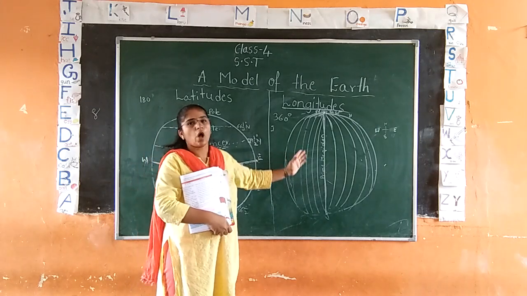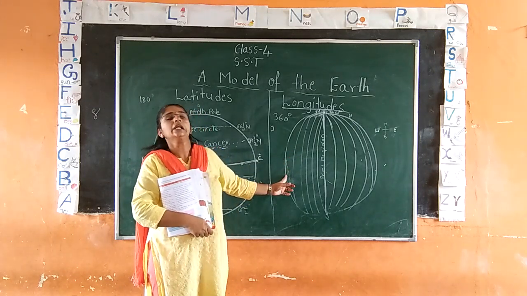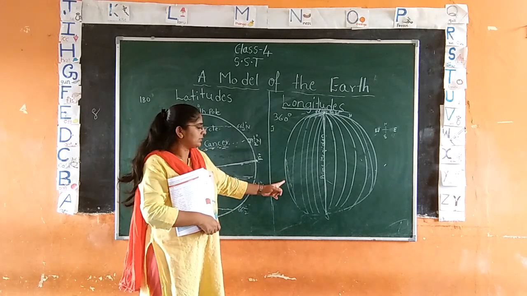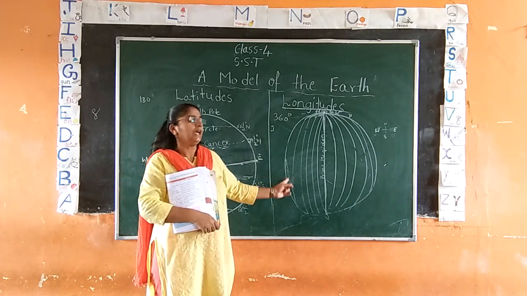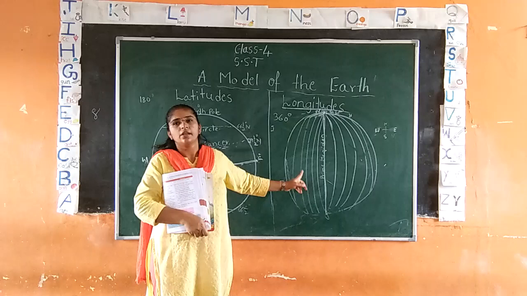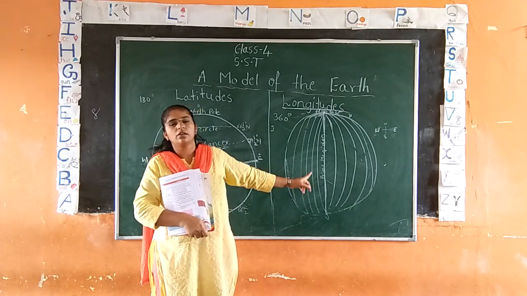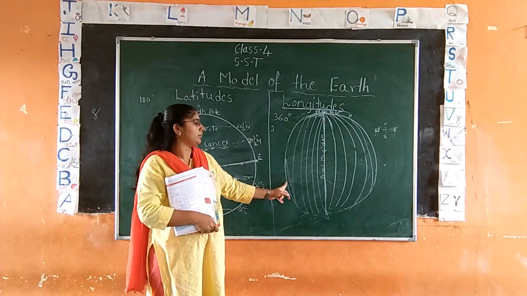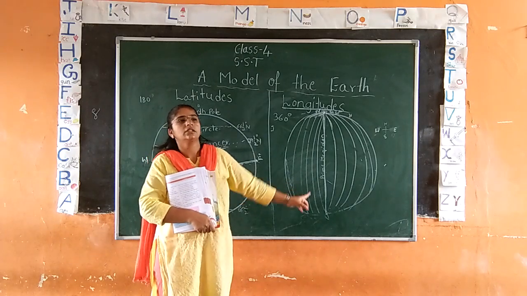When we cross this line, the date will change. For example, in India it is morning 7 o'clock, the next place 8 o'clock, then 9 o'clock. So when we cross this line, it changes the time.